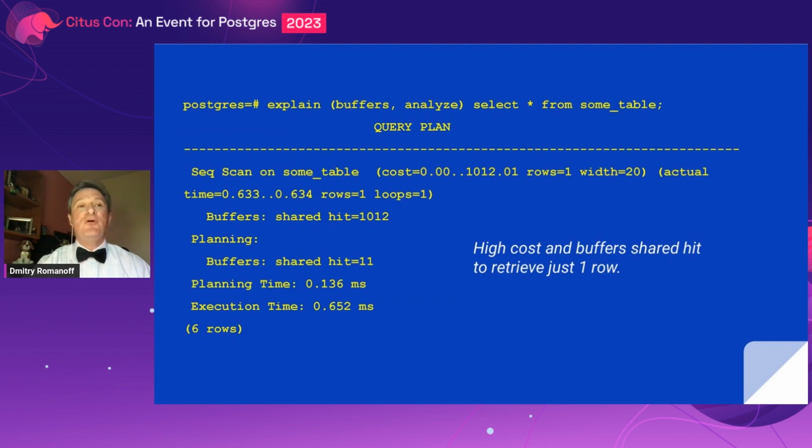Here's an example of an explain plan that retrieves data from some table, and we can see here again high cost, high buffer shared hit, and we can see that this query actually returns just one row. That may be an indication of bloat in the table or a vacuum process that didn't run on this table.